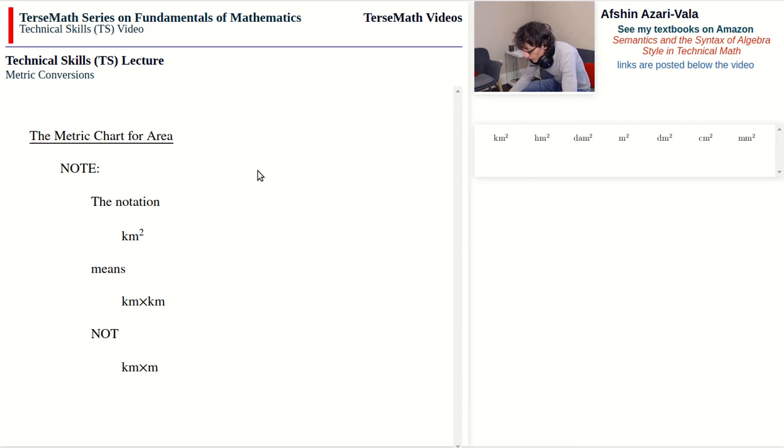You don't have to put km inside brackets to raise to the power of 2 to turn it into kilometer times kilometer. In fact, this other one is not one that we associate meaning to, in the sense that it's not square kilometer. Again, square kilometer means kilometer times kilometer. Square hectometer means hectometer times hectometer, and so on.